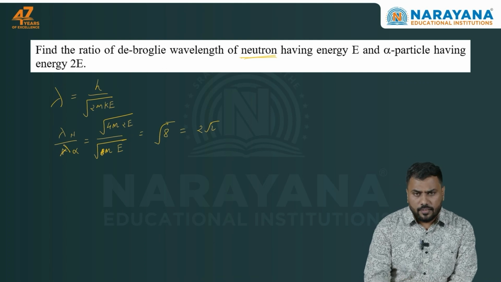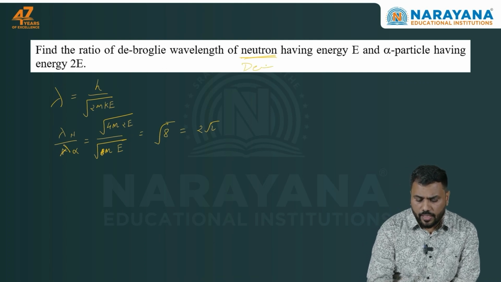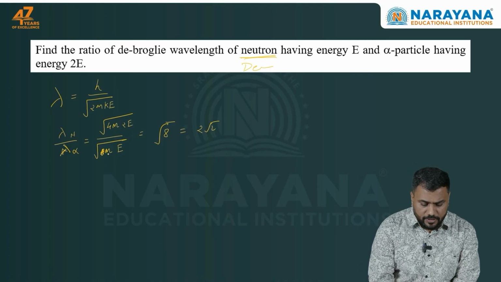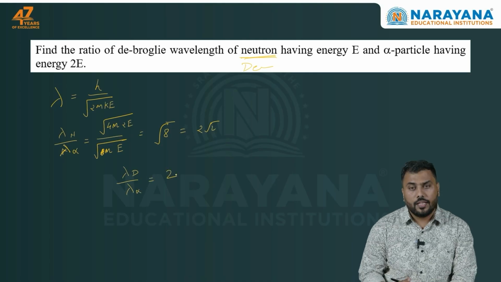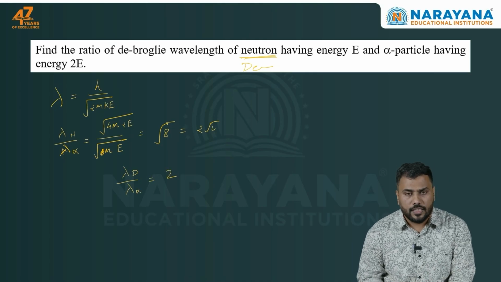But I think that they should have asked deuteron here. If they are giving deuteron, then we can just take the mass as 2m in the denominator. Then the answer of lambda of deuteron to lambda of alpha particle will be 2. That is more logical because it should be an integer type question.